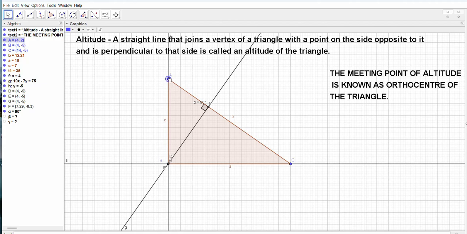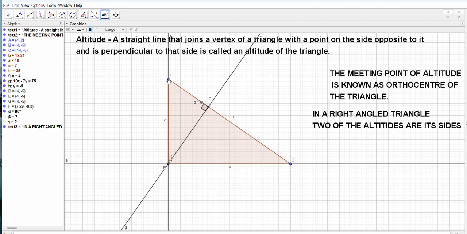The altitude from vertex A is now overlapping with side AB, and the altitude which I have drawn from vertex C is overlapping on side BC, isn't it? And only one of the altitudes you can see here, which is BF, which is inside the triangle.